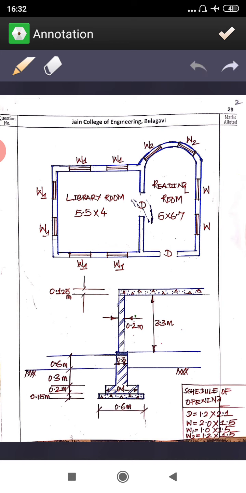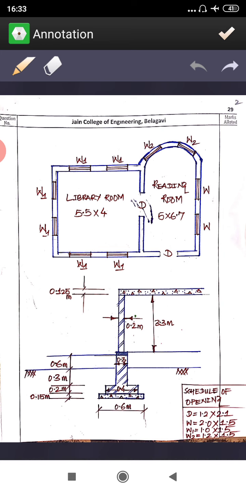The cross section detail is given here. If you see the substructure portion, it is having a foundation bed, concrete bed with a width of 0.6 meter and thickness of 15 centimeter, 0.15 meter, and it will be having first footing with a width of 0.4 meter with a thickness of 0.2 meter, and then it is having a second footing, you can call it as plinth, with a width of 0.3 meter, and the depth is 0.6 meter above the ground and 0.3 meter below the ground. So total depth of plinth is 0.9 meter.